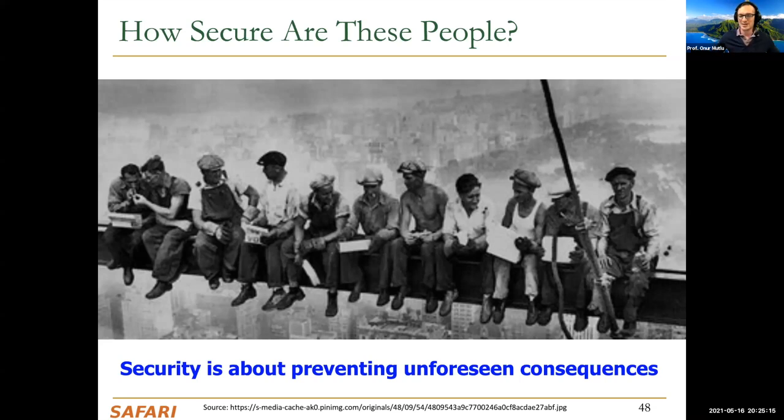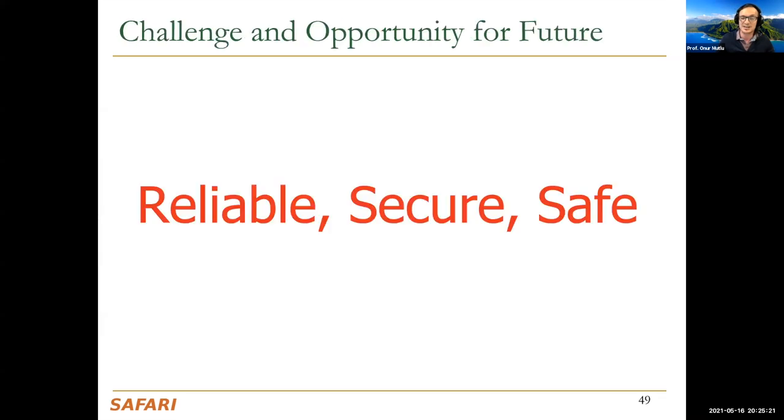These are huge chunks of concrete, for example. It's very hard to reconfigure them. Whereas computing, I think we have an advantage and we can potentially reconfigure. So I believe a huge challenge and opportunity for computing platform design in the future is how to keep things reliable, secure, safe, dependable at the same time.